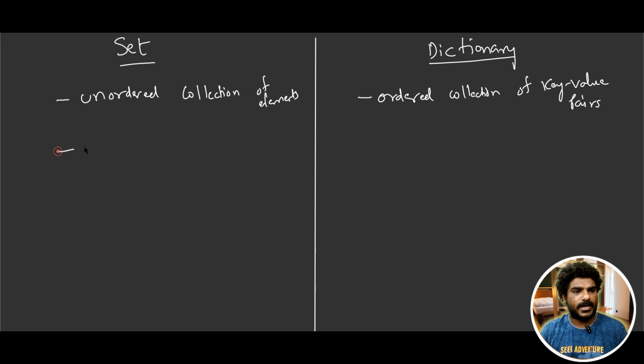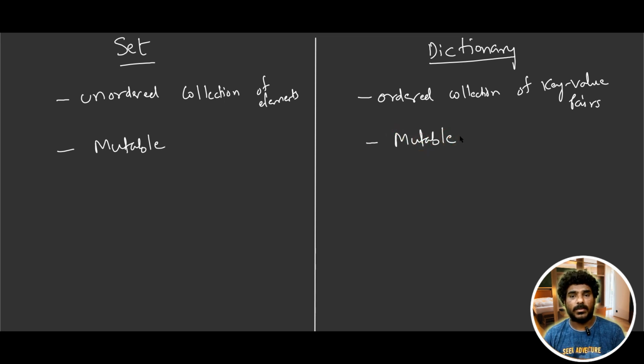Second important point is sets are mutable. It means that once you created a set and later on if you want to modify, change, add or remove the elements of the given set, you can do that. That is the feature of set, it is mutable. So basically set allows mutability. And in case of dictionary, this is also mutable. It will also allow you to modify, add and remove the key value pairs.